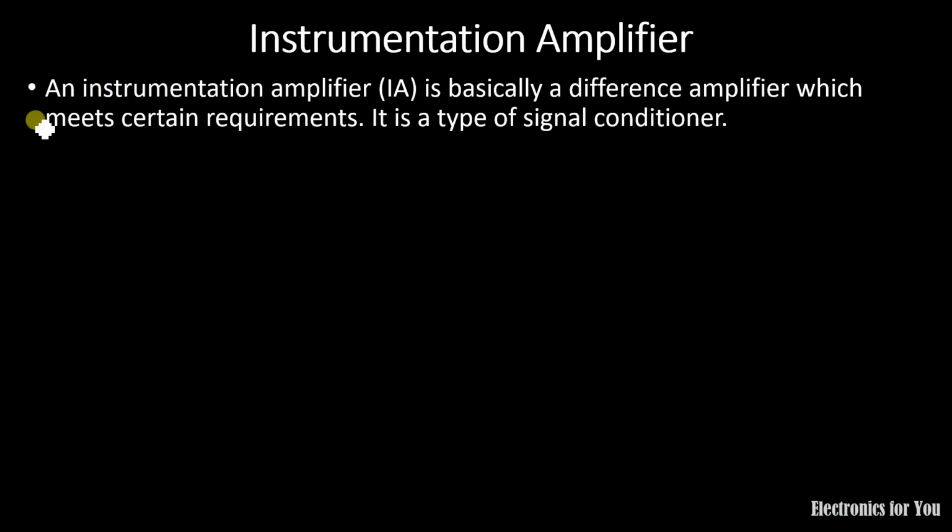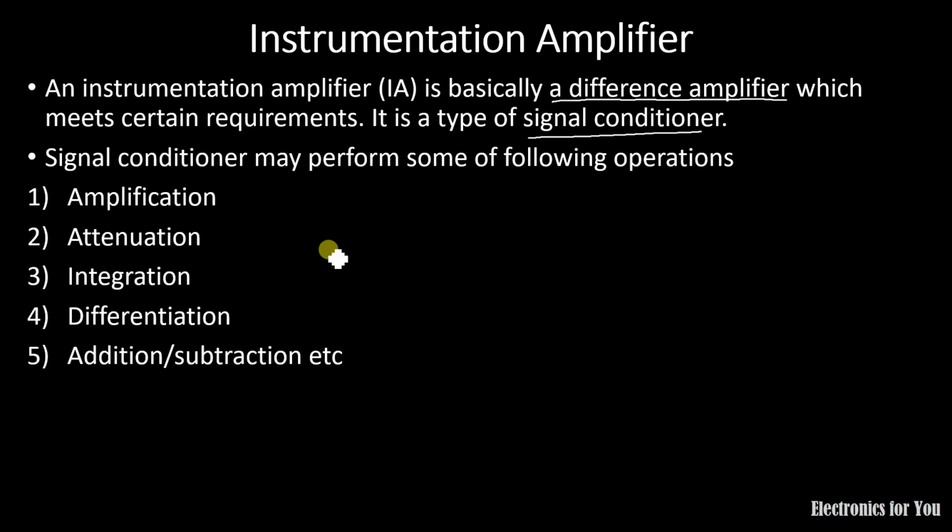Definition of instrumentation amplifier. So basically an instrumentation amplifier is a difference amplifier. Difference amplifier means circuit called as subtractor which meets certain requirements. It is a type of signal conditioner. Now the question will come, what is signal conditioner? So definitely a circuit which will perform signal conditioning operation is called signal conditioner.